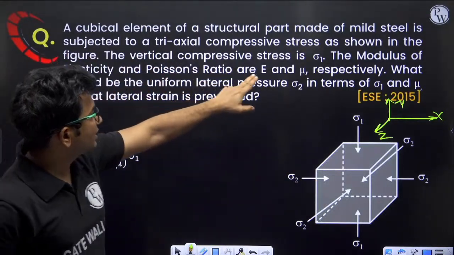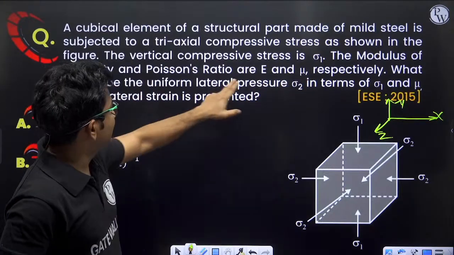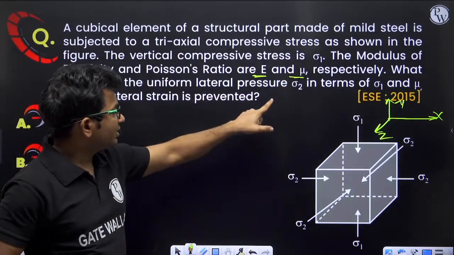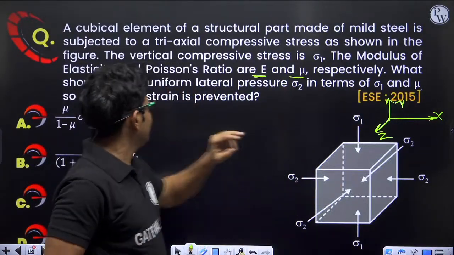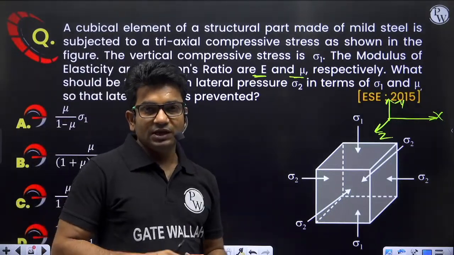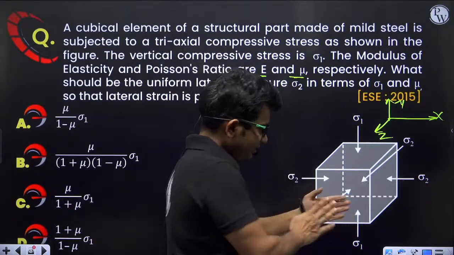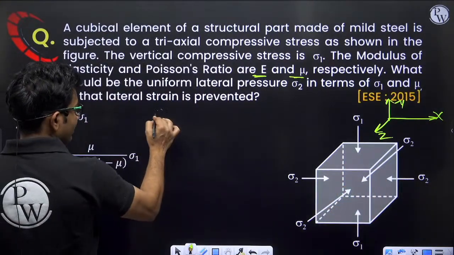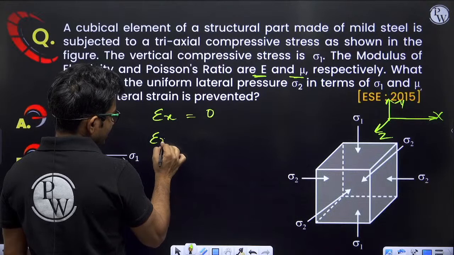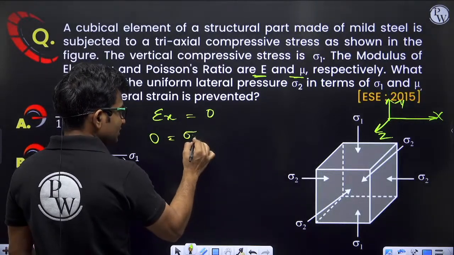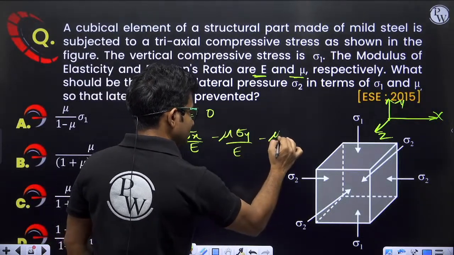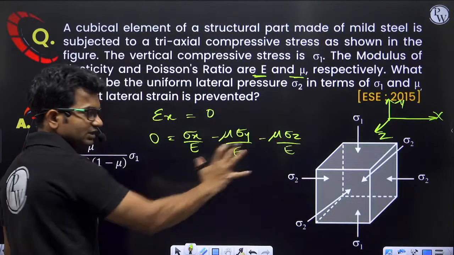The vertical compressive stress is sigma 1. The modulus of elasticity and Poisson's ratio are E and mu respectively. What should be the uniform lateral pressure sigma 2 in terms of sigma 1 and mu so that the lateral strain is prevented? Lateral strain is prevented, that means strain in the x direction is equal to 0. So 0 equals sigma x upon E minus mu sigma y upon E minus mu sigma z upon E. This is the generalized Hooke's law.